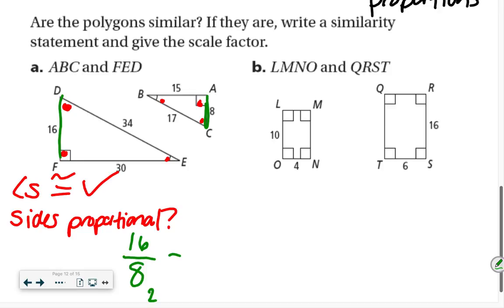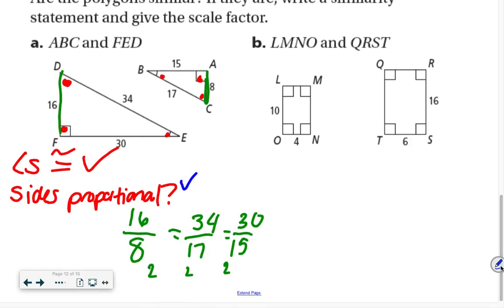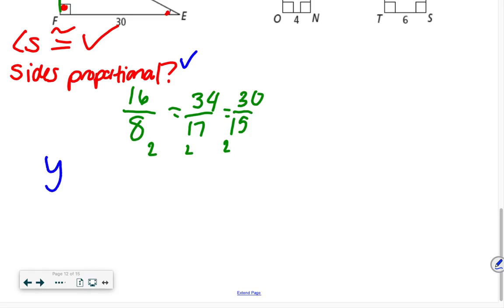Okay? If I start with 34 on top, which side matches 34 from my other triangle? 17. Is that reduced to 2? Yes. Yep, so that one works. And my last side, 30. What matches with 30? 15. Does that reduce to 2? Yes. So are they all in proportion? Yeah. So now, can I say my polygons are similar? Yes. And then it says write a similarity statement.